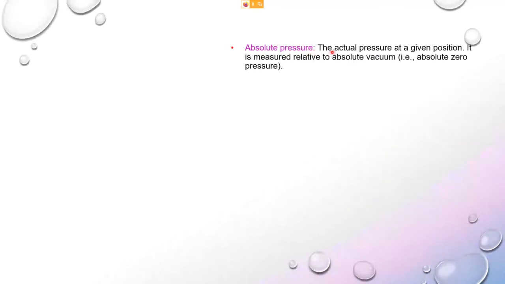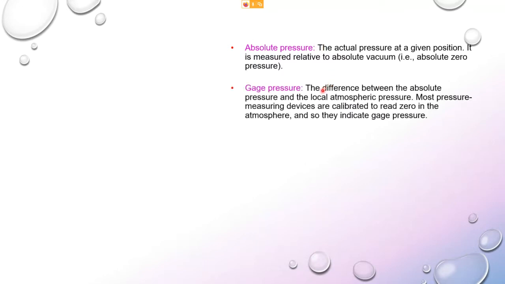Now, what's absolute pressure? The actual pressure at a given position is measured relative to absolute vacuum, so absolute zero pressure. Usually absolute pressure can be taken as the atmospheric pressure plus the gauge pressure. Okay, so what is gauge pressure? The difference between the absolute pressure and the local atmospheric pressure.